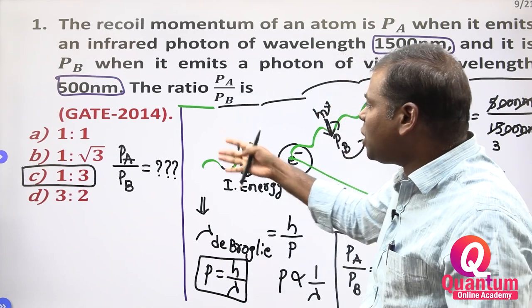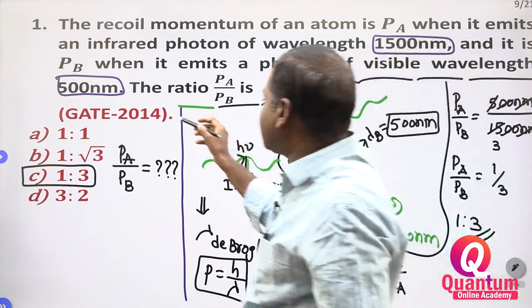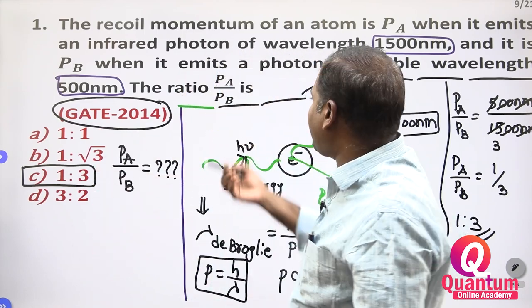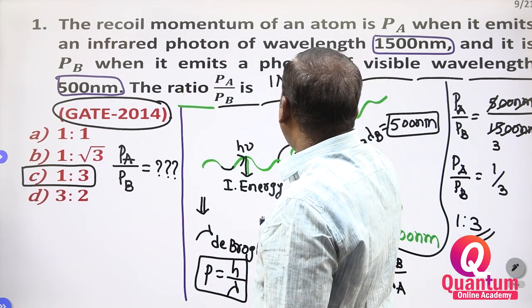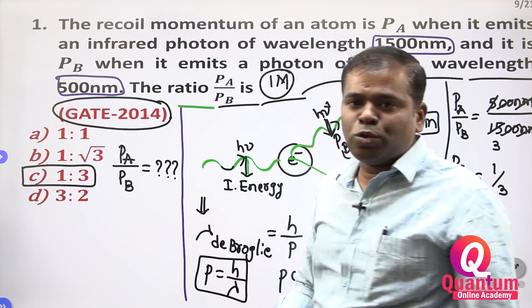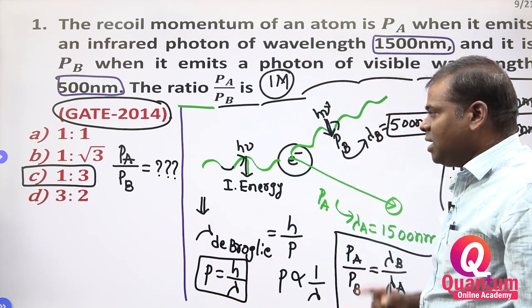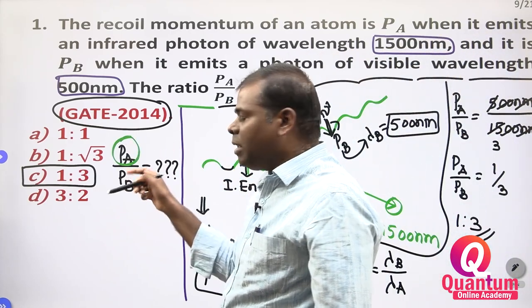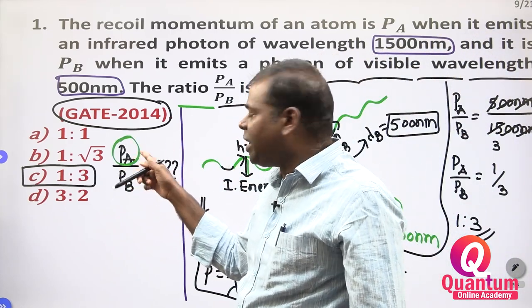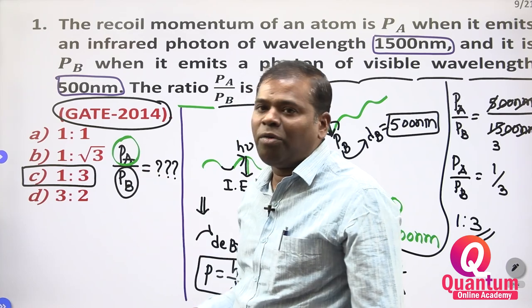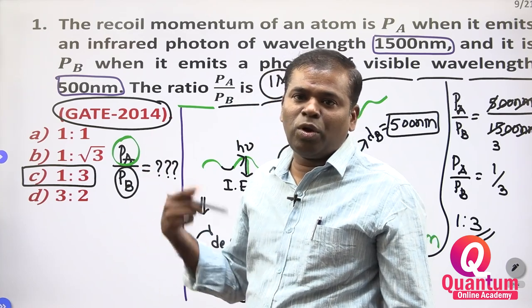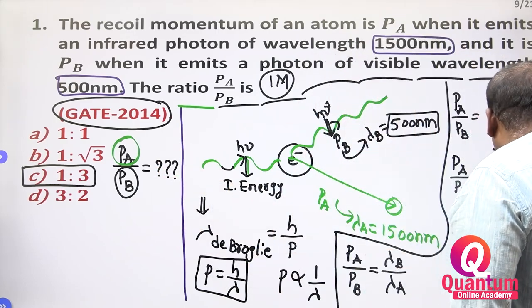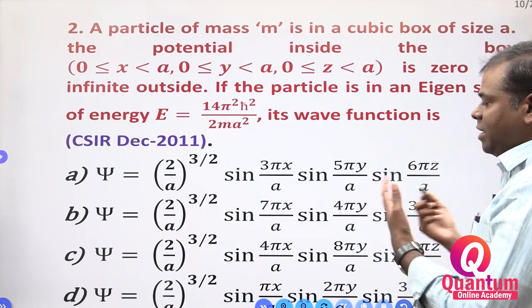Clear? This question was asked in GATE 2014, for 1 mark. PA by PB is equal to, what is this PA? PA is the momentum of A, PB is the momentum of B. By using the de Broglie wavelength, we are solving this question. Clear? Now we will see the next one.